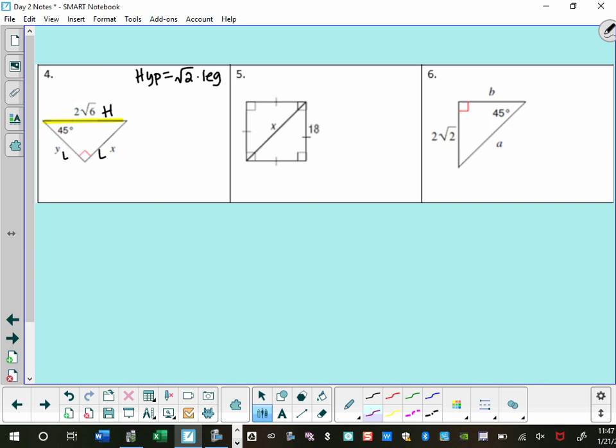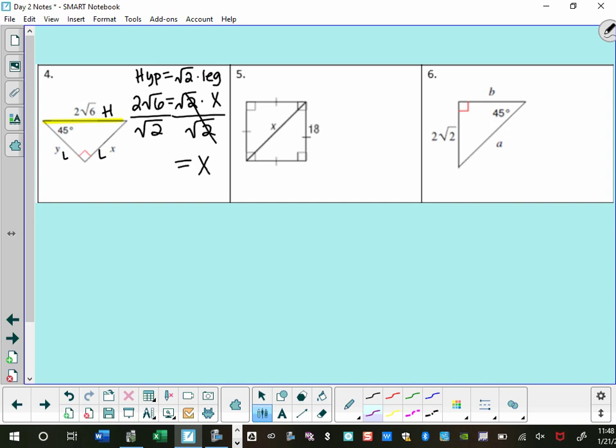Jackie, what do I put in for the hypotenuse? What do I put in for the leg? Do I use x or y? It doesn't matter which one you use. At this point, we're just doing regular algebra. How do I solve for x? Divide by the square root of 2. Alright, so that means that's gone.